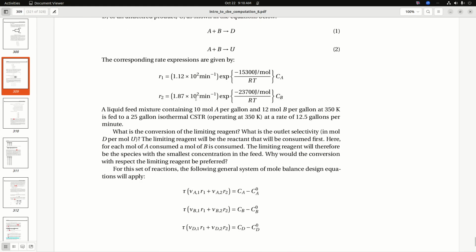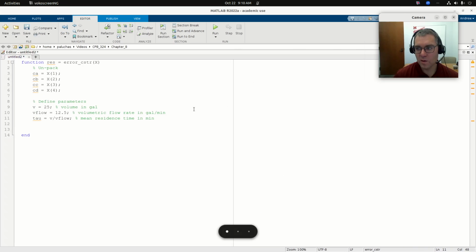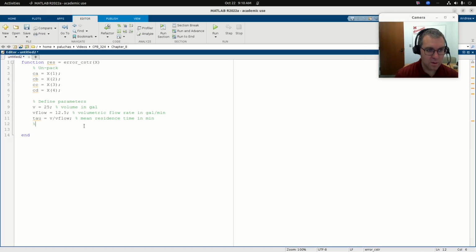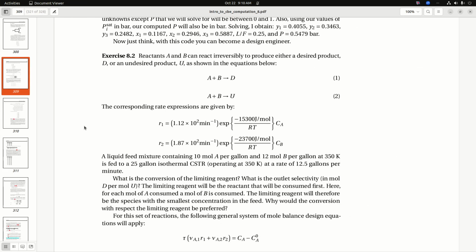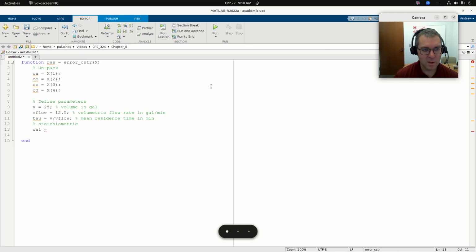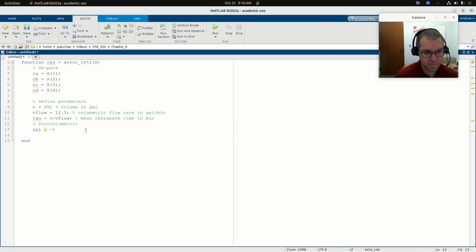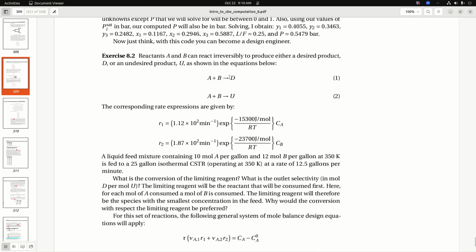So that's tau. Now let me get my stoichiometric coefficients. Let me get my stoichiometry. Technically that's new, but I'll just write it as UA1. So the stoichiometric coefficient of A in reaction 1 is going to be -1. The stoichiometric coefficient of B in reaction 1 will be -1. The stoichiometric coefficient of my desired component in reaction 1 will be +1. Now when I look at reaction 1, U is not present, so it has a stoichiometric coefficient of 0.